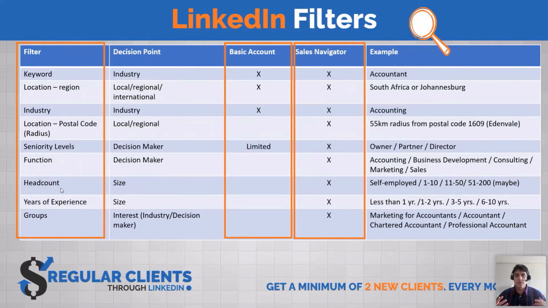So let's say you're wanting to deal with high net worth individuals, right? Well, somebody with a company who's got, let's say, 51 to 200 employees, who's been in business for more than 10 years, is more likely to be a high net worth individual than somebody who's a sole proprietor who's just started his company, right? So you need to think about your ideal client, and then you come and you apply this to the filters. Years of experience, again, that's a good one.